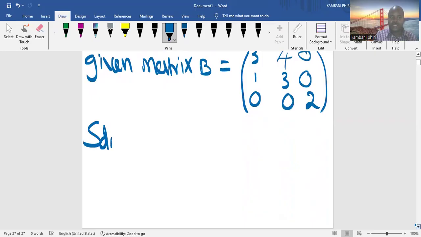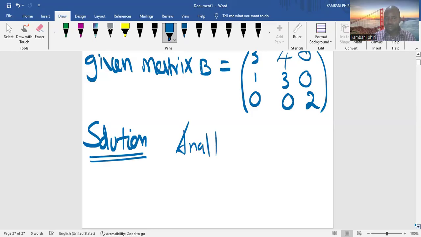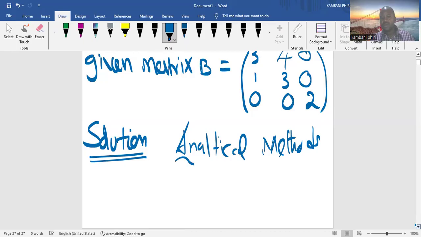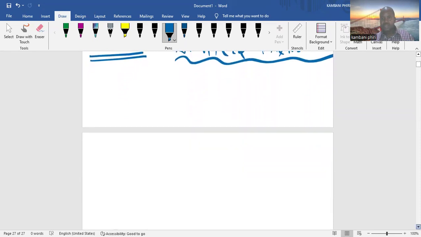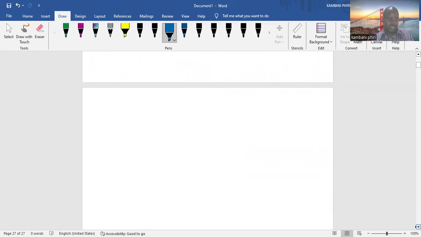We are going to get our eigenvalues and eigenvectors using analytic methods. We are not using numerical methods, right? So we're going to use analytical methods.